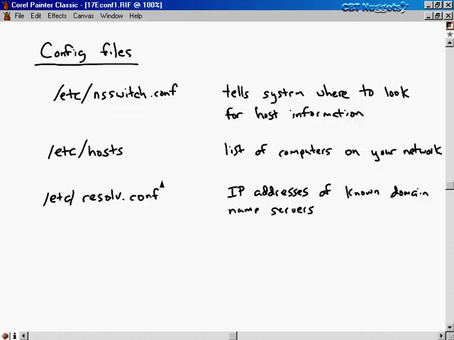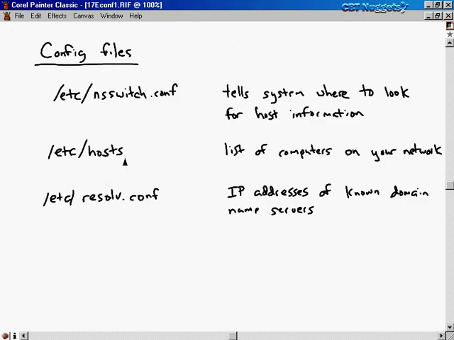So let's look at some configuration files, the first configuration files for DNS. There's a file called nsswitch.conf in the etc directory. Actually, all of these are in the etc directory. This file tells the system where to look for host information. We'll look at a sample nsswitch.conf when we go out to the Linux screen. Etc hosts lists computers on your network, so this is a good way to resolve IP addresses and names for local stuff.